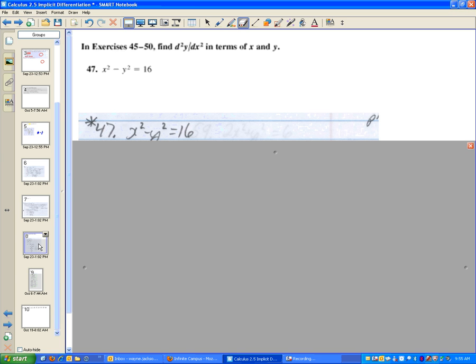Number 47. Implicit differentiation really gets fun when you take the second derivative. Y prime prime.